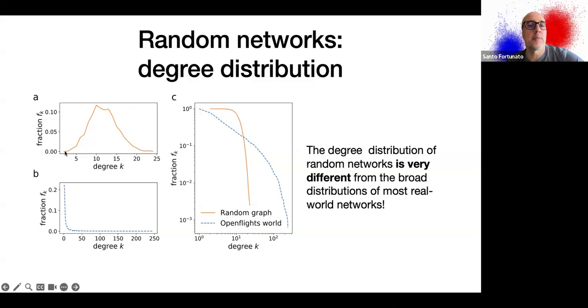You see the minimum here is around 3. The maximum is less than 25. Whereas here you go from 1 to 200. So that's the main thing. The other one is much broader. So there are hubs here and there are no hubs here. And also the peak shows that most of the degrees are between, say, 10 and 15.